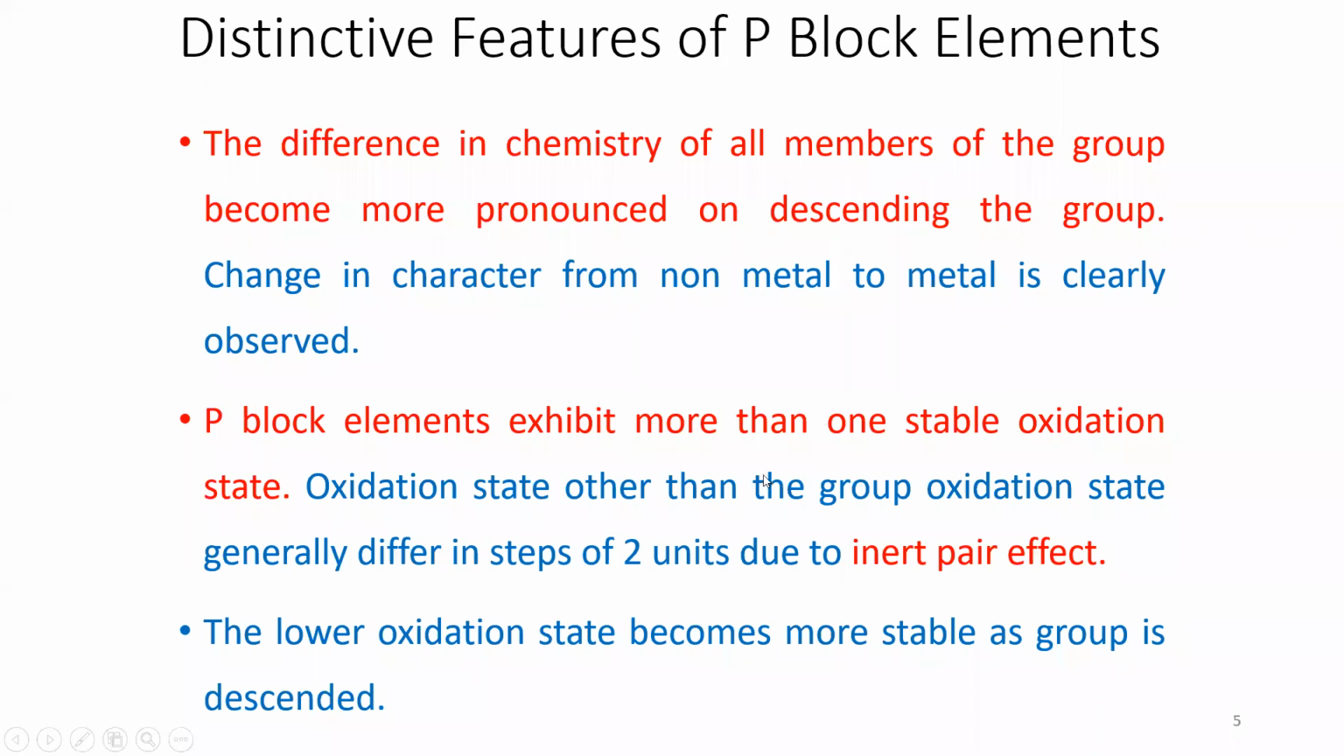Also, there are usually different oxidation states. Unlike your S block element, your group 1, they all exhibit +1 oxidation state. Group 2, they all exhibit +2 oxidation state. But for your P block element in the same group, most times they do not exhibit the same oxidation state. So they exhibit more than one stable oxidation state.